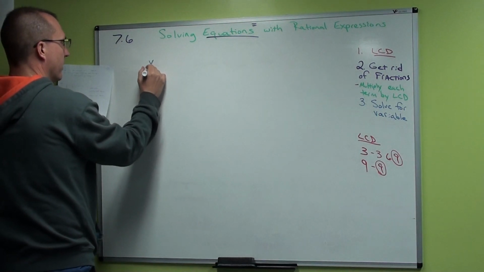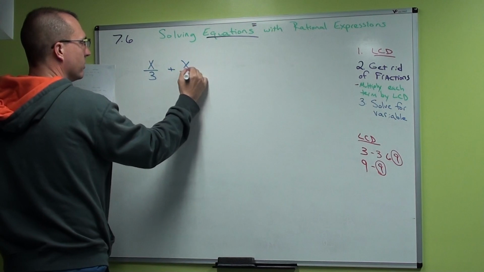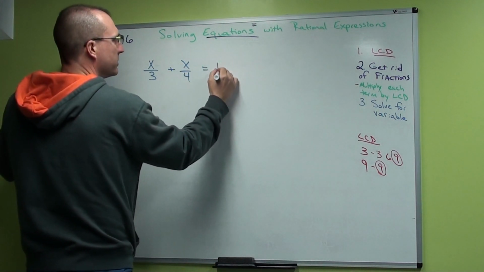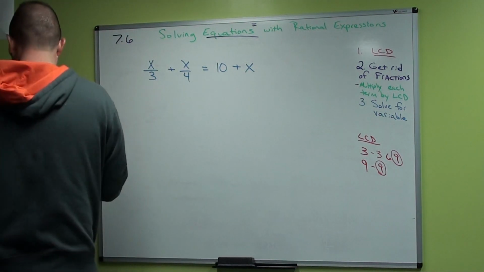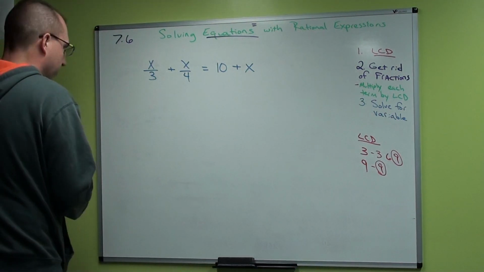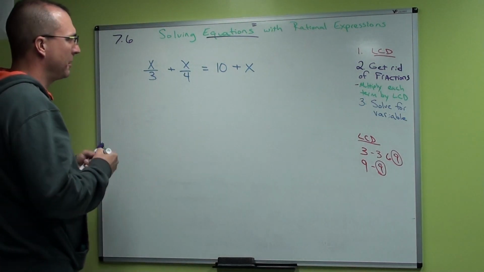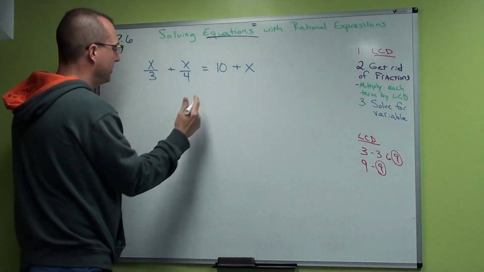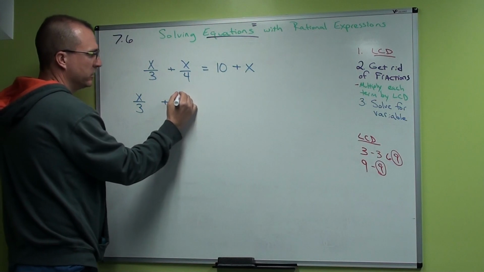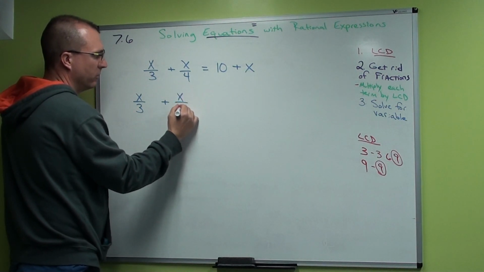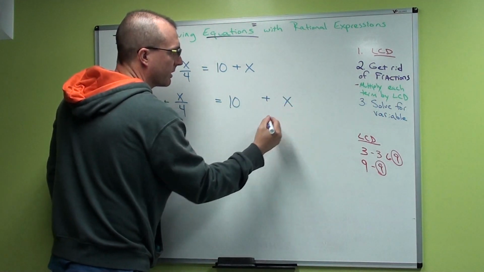Alright, we have x over 3 plus x over 4 equals 10 plus x. So now we have 4 terms. So 4 terms, okay, we still can do it, no problem. Alright. So first thing, this is our original problem. I'm going to rewrite the problem with a little bit of space in between each one. So I'm going to come over here, x over 3 plus x over 4 equal to 10 plus x.